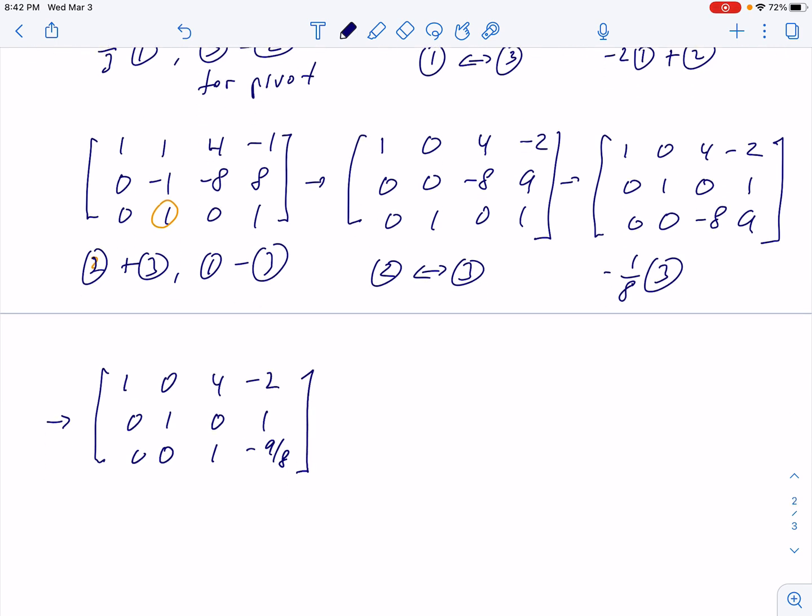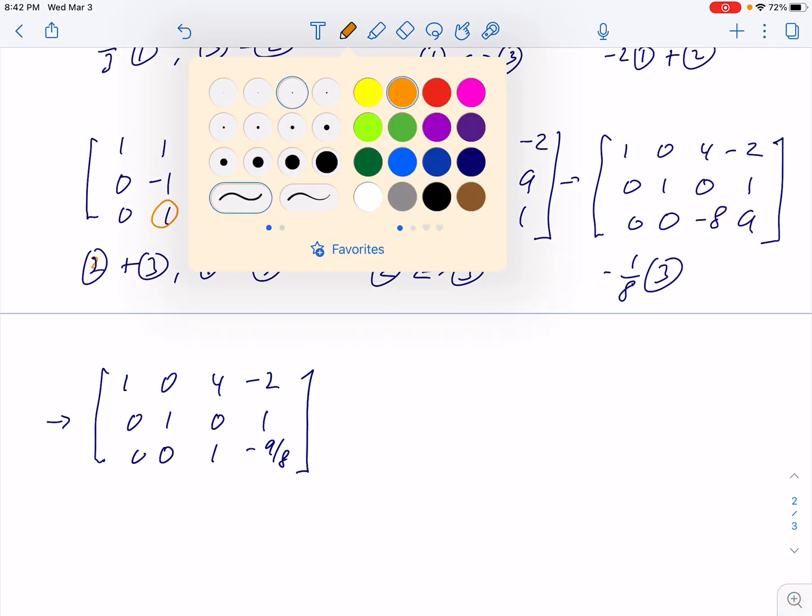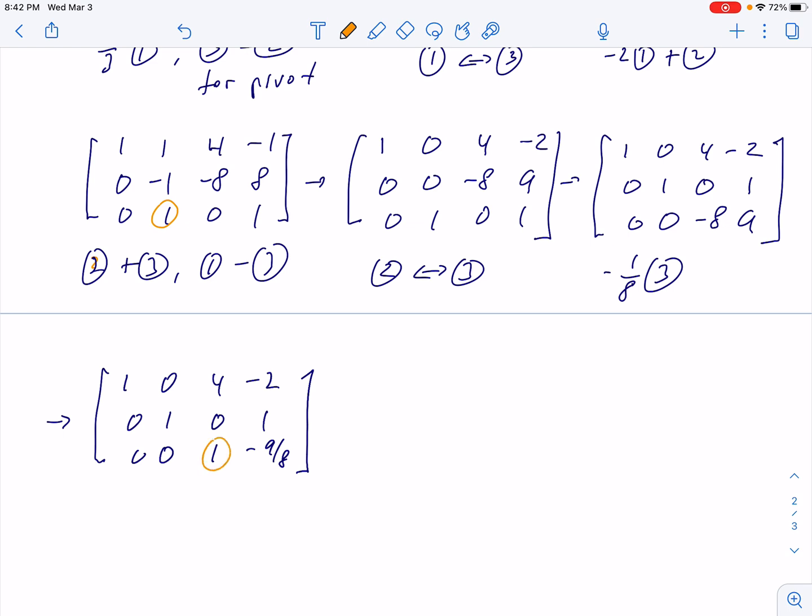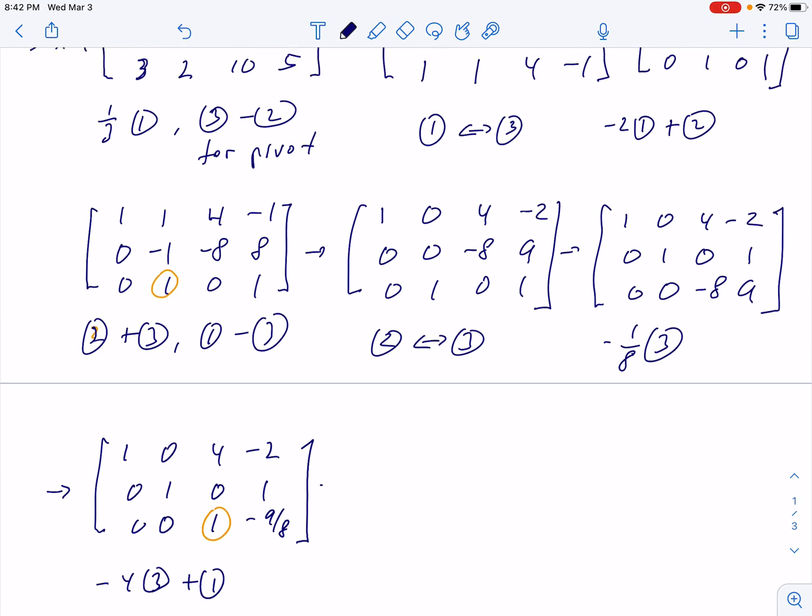Okay. Now I have this pivot. Let's show it clearly. I need to make zeros above. I need to make 0 in the first row. This 4 should be removed. So I'm going negative 4 third plus first. Okay, this becomes 1, 0, 0.